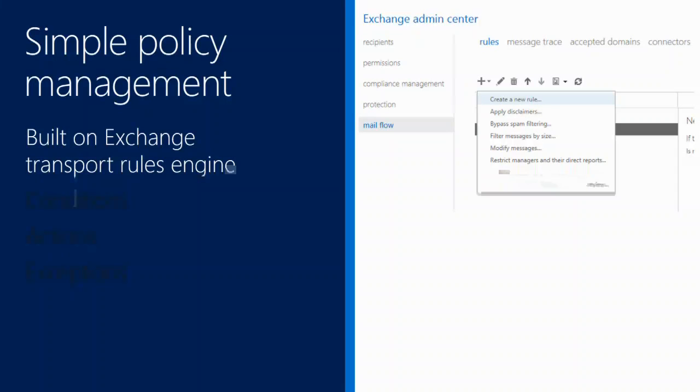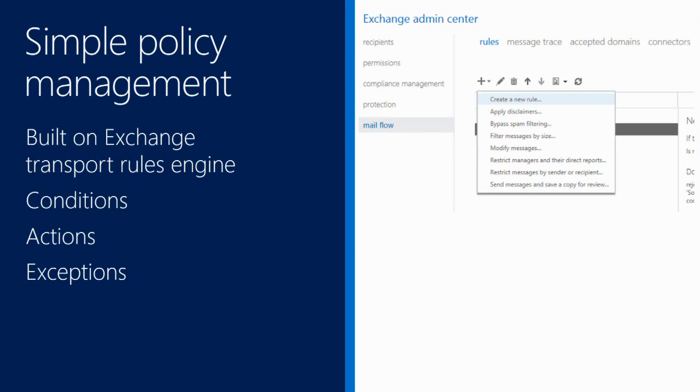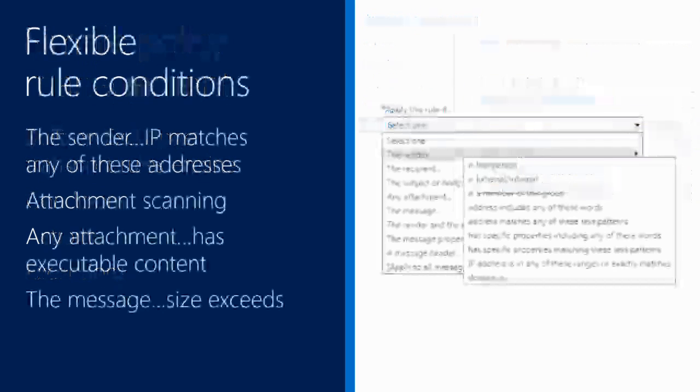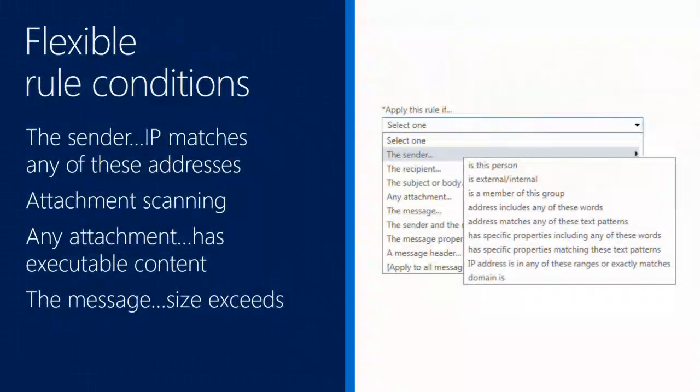So bringing those together gives you something like you see here. We've got the ability to create rules. We've got the ability to come in and select a vast number of different actions and categories. So for example, here we've got the sender is, and then person, external, internal to the organization, a member of a group, specific properties. And at that point, we can start using things like regular expressions and really diving in.